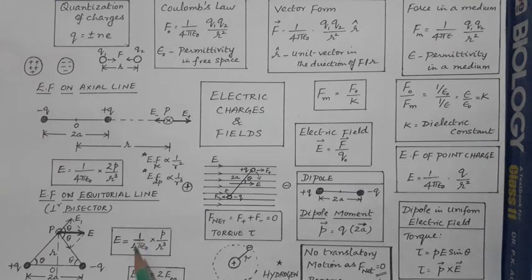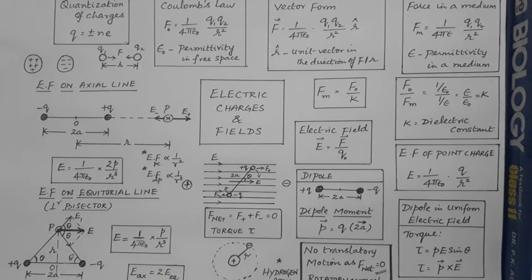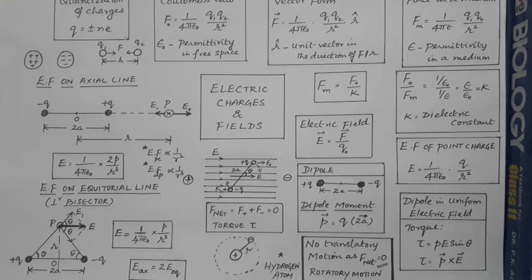So E is equal to 1 upon 4 pi epsilon naught into p upon r cube. Carefully check the difference here. E on the axial line is 1 upon 4 pi epsilon naught 2p upon r cube, and E on the equatorial line is 1 upon 4 pi epsilon naught p upon r cube. There is a 2 here and there is no 2 here. So I can make a small connection here. I have written it, though it has gone a little out of the focus of the camera. So E axial is equal to 2 times E equatorial.